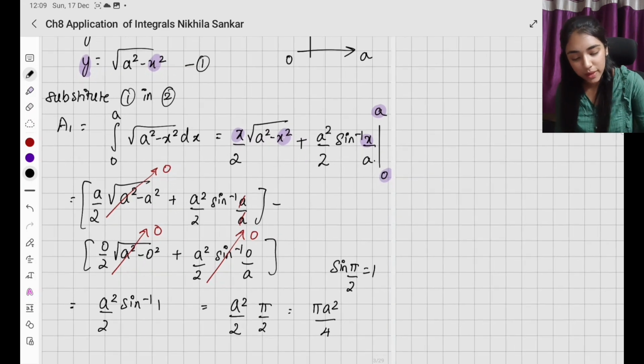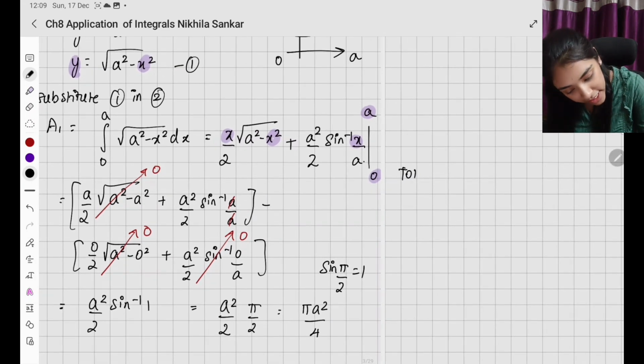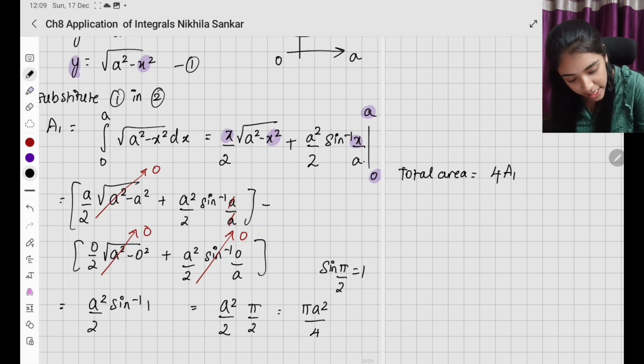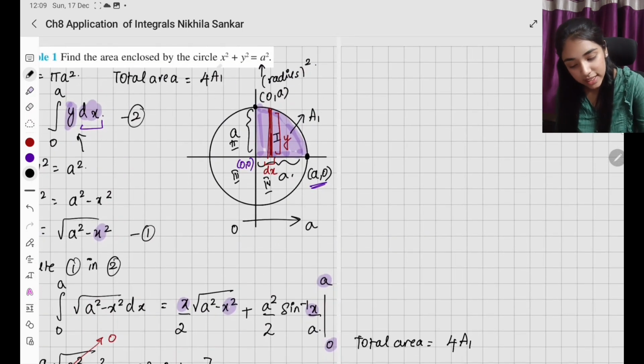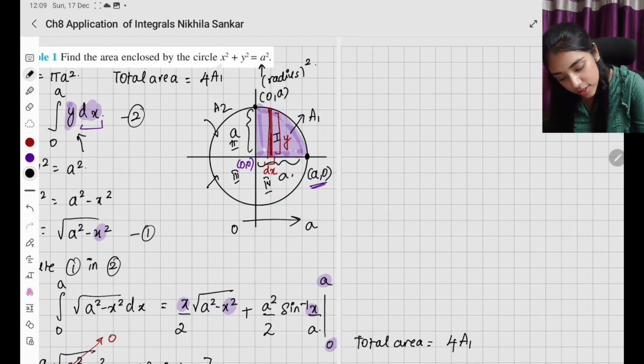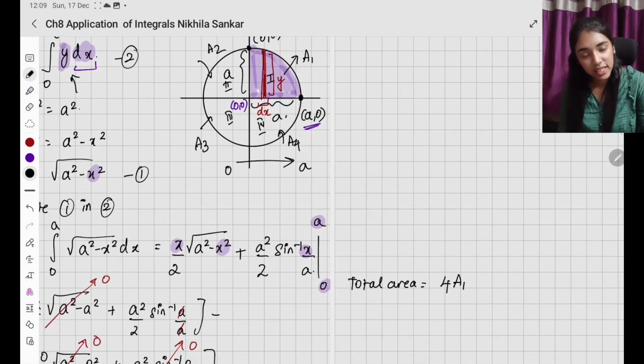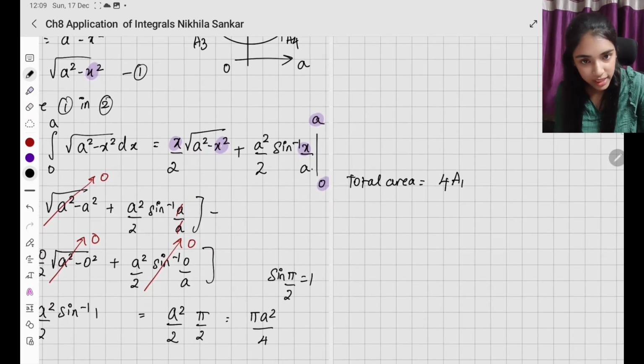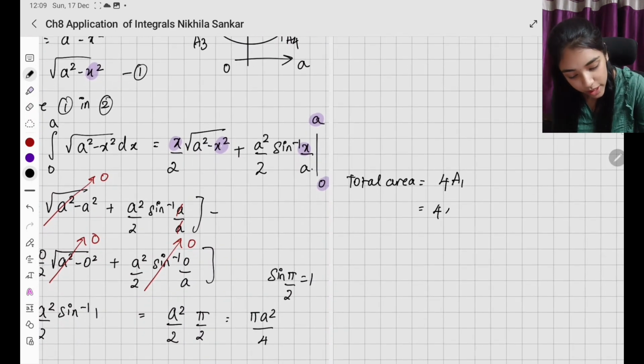So this is going to be A1. But what is my total area? My total area is going to be 4 times A1, because there are 4 quarters. So this is going to be A2, this is going to be A3, this is going to be A4. So A1 plus A2 plus A3 plus A4 is nothing but 4 times A1. All the quarters are the same. So this is going to be 4 times.